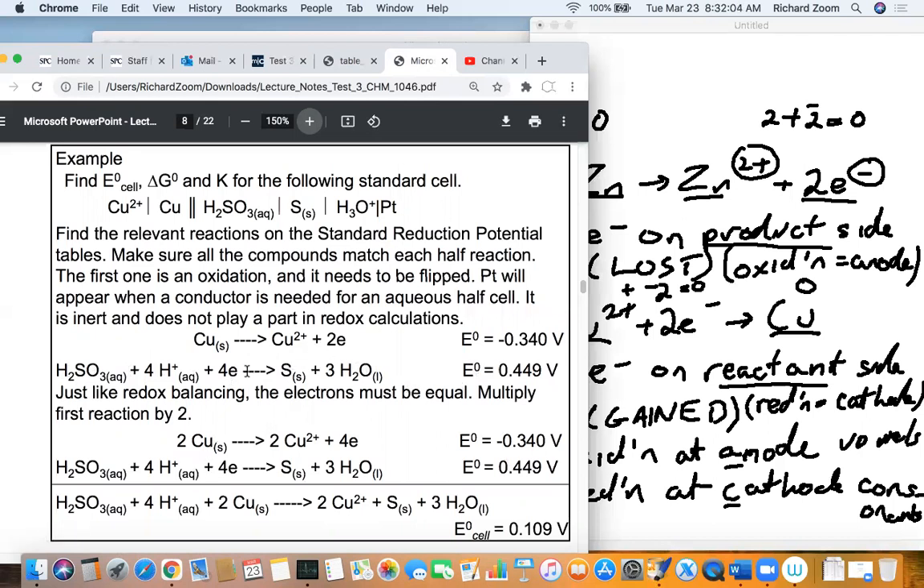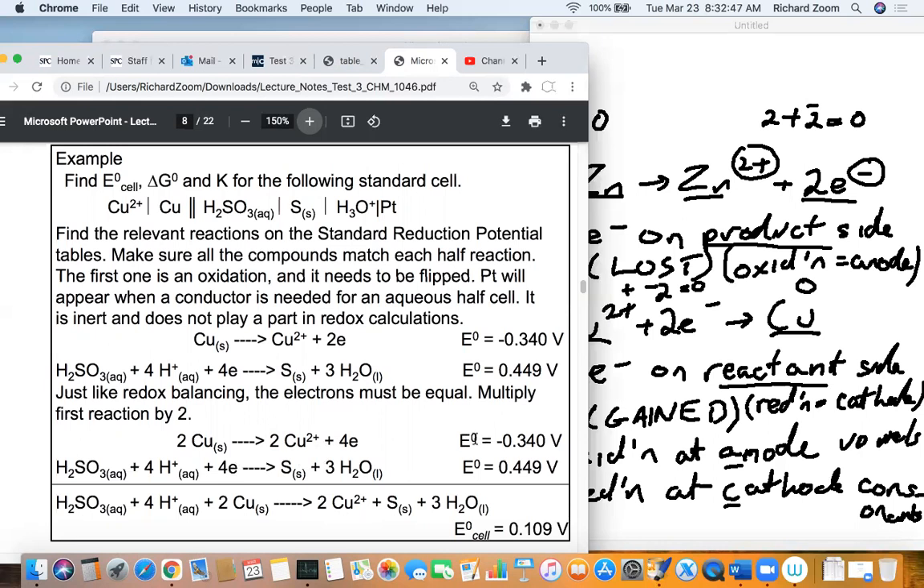Now you can see that the electrons here don't balance out. We already stated that the electrons given away in the oxidation are the ones that are going to be received in the reduction, but they don't even out. So what we have to do is multiply this top reaction by something in order to make the electrons equal. We multiply the entire top reaction by 2, which means putting a 2 in front of everything. So that puts a 2 in front of the copper and a 2 in front of the copper 2 plus, and that makes 4 electrons, which makes it even with the electrons on the bottom. So now we're giving away 4 electrons, and we're receiving 4 electrons on the bottom.